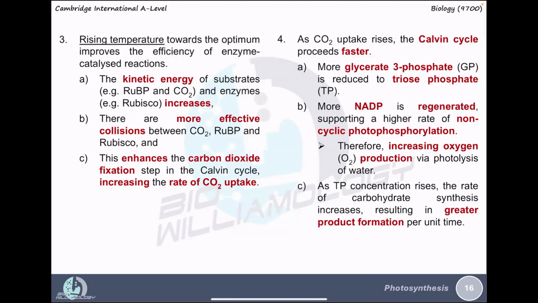So as TP concentration increases, the rate of carbohydrate synthesis increases as well, resulting in greater product formation per unit time. So overall, when we increase the temperature, we can see that there is an increase in the O2 production as well as the product formation and also the rate of CO2 uptake.